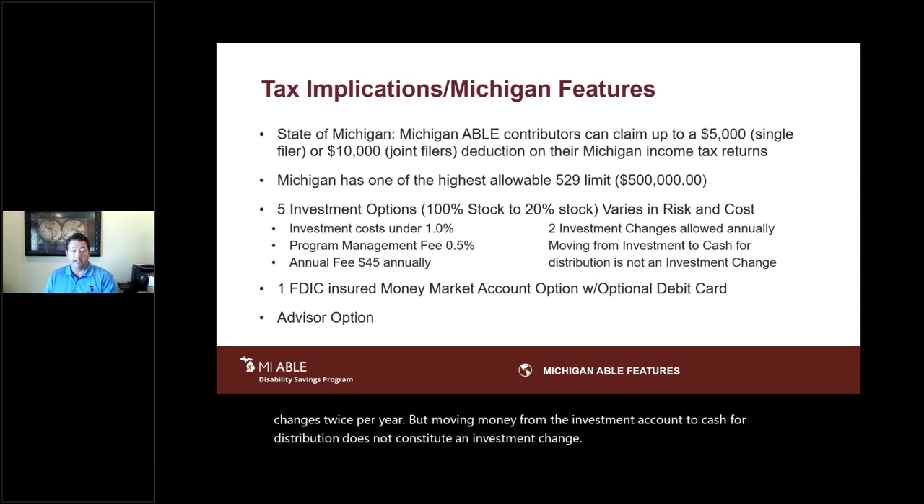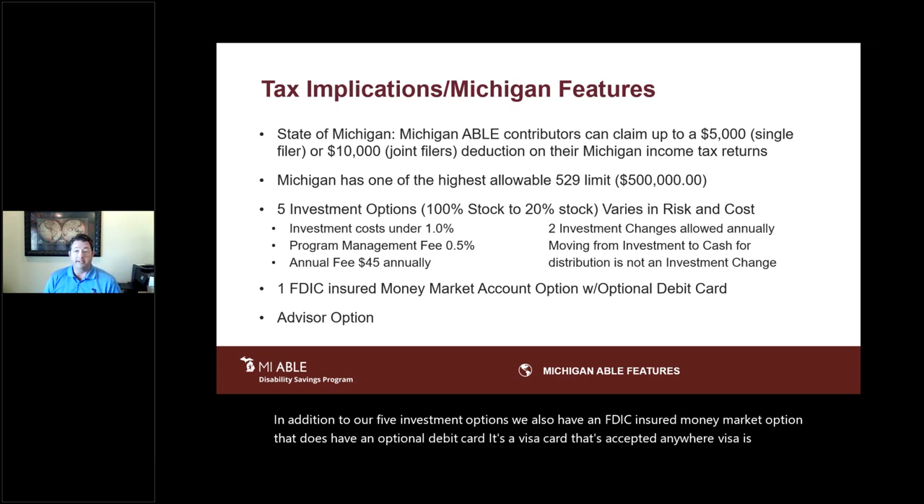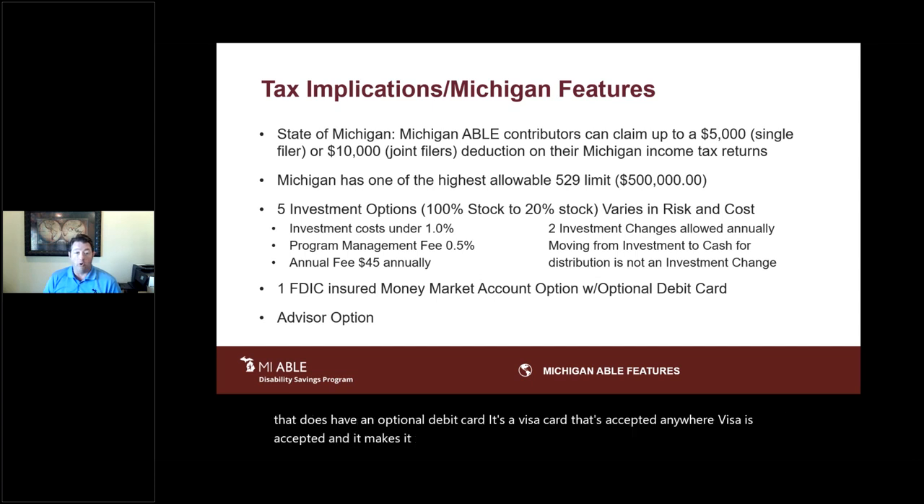In addition to our five investment options, we also have an FDIC-insured money market option that does have an optional debit card. It's a Visa card that's accepted anywhere Visa is accepted. And it makes it really easy to track your qualified disability expenses. You get a quarterly statement through the email that says where you spent the money. Was it at a Rite Aid pharmacy, or did you spend money on transportation? All of those types of information are available on your quarterly statement.